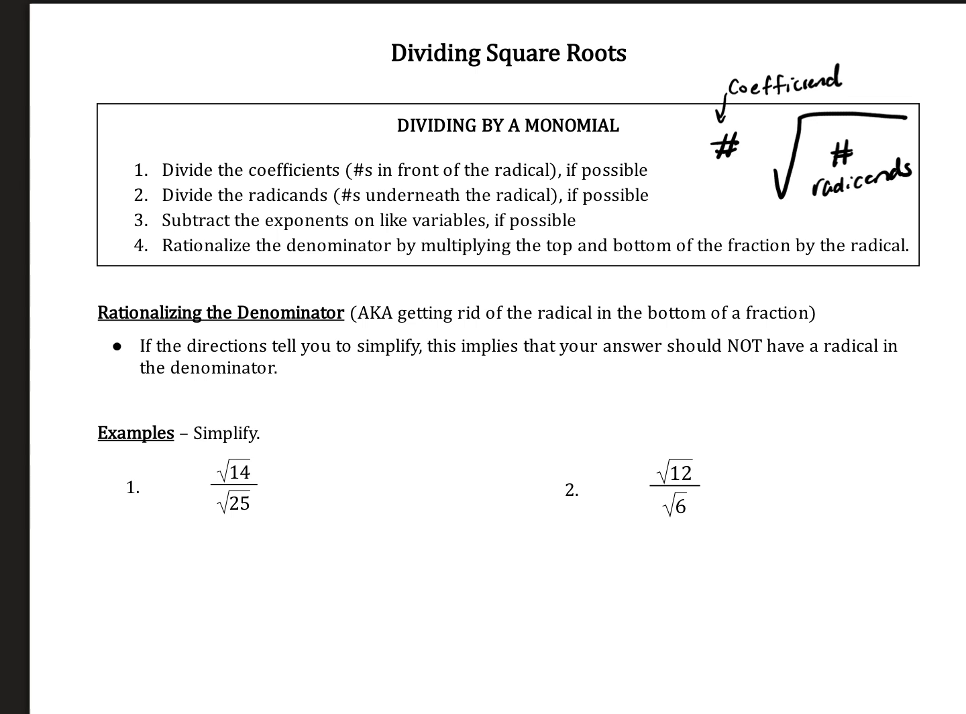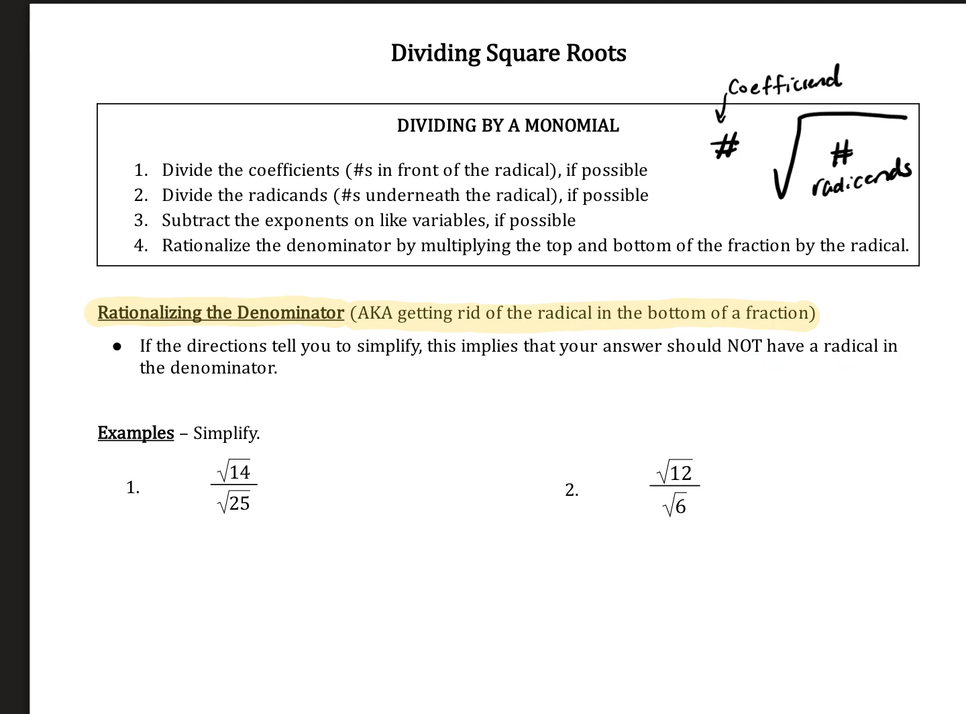Now, one of the key things with radicals is that you cannot have a radical in what we call the denominator. It's called rationalizing the denominator, which is the same as getting rid of the radical in the bottom of a fraction. So this right here is a no-no. This right here is a no-no. I'm going to teach you how to get rid of that today. If the directions tell you to simplify, this means that your answer should not have a radical in the denominator.